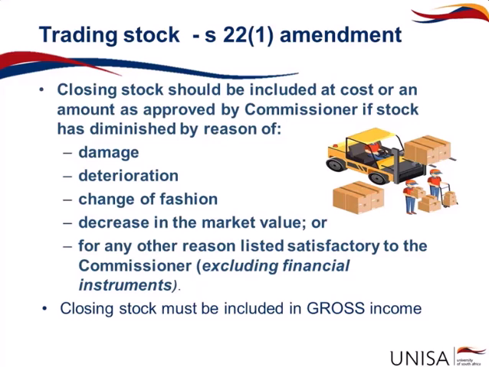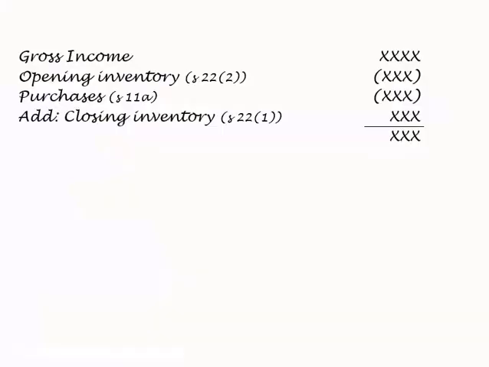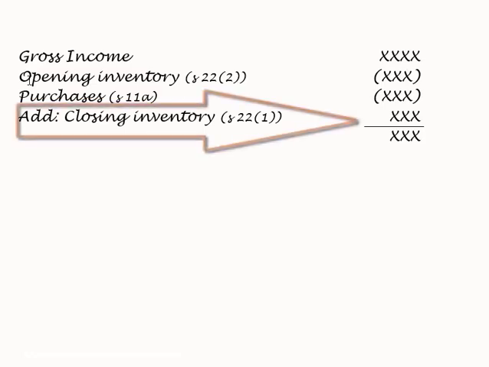And then closing stock we include in gross income. What do we mean by that? What do we mean that closing stock must be included in gross income? Well, if you look at the trading stock, we deduct opening inventory in terms of Section 22.2. We get a deduction for any purchases, or if we are manufacturing, the cost of manufacturing in terms of Section 11A, and then we add back closing inventory. So that is what we mean by add closing inventory to gross income.